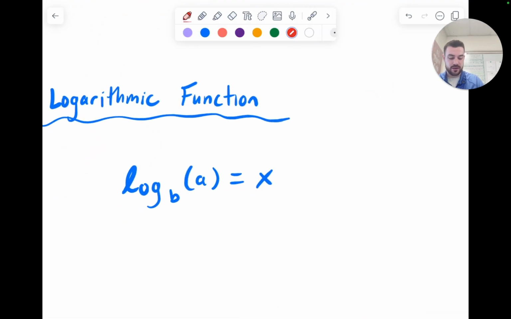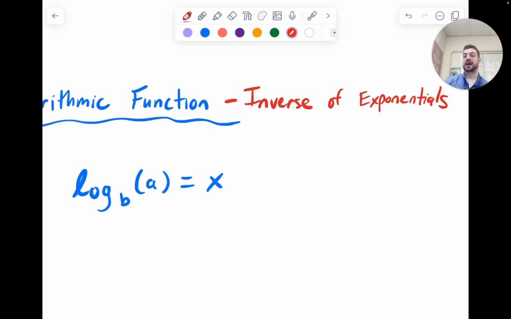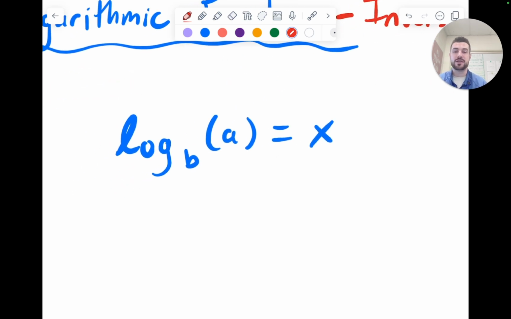It is the inverse of an exponential. And now what that means is we are doing the opposite. So I'm going to show you the notation, and we'll take a look at a few examples. We have log base b of a equals x. So it sounds very strange to us, right? We've never heard anything like it. So let's take a look.